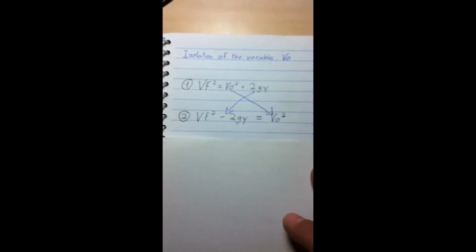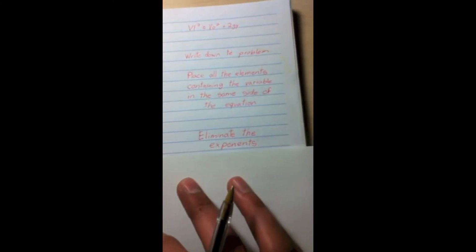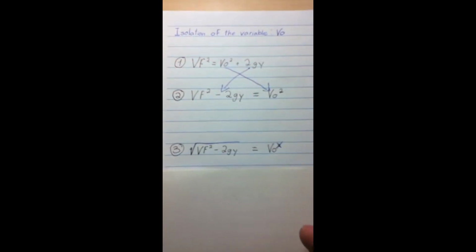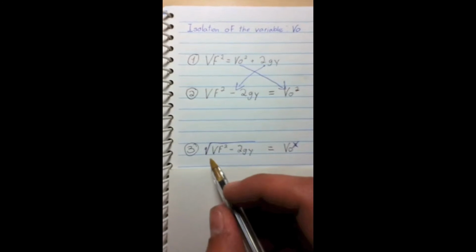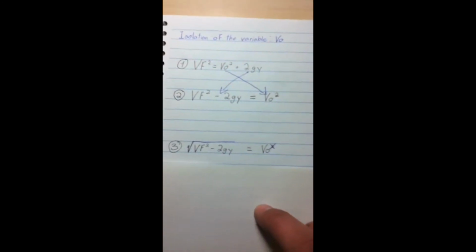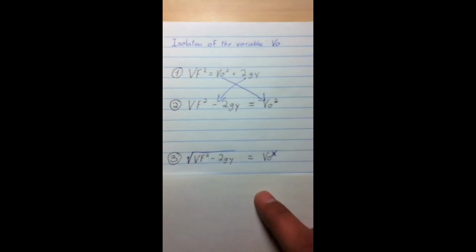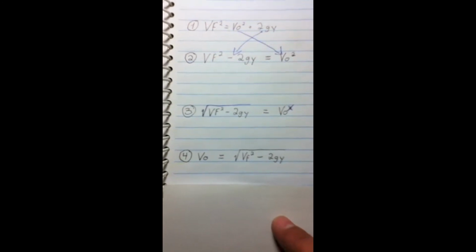The third step consists of eliminating the exponents. Here you eliminate the exponent of the variable by applying a square root to the other side of the equation. Now we are almost done, but this is not well written in mathematics. So the next step is to apply the symmetric property and write it down this way.